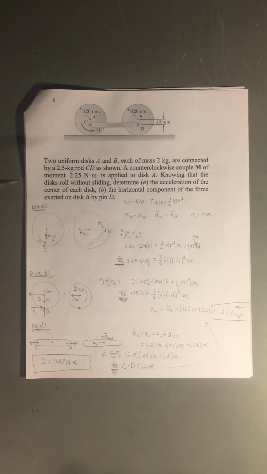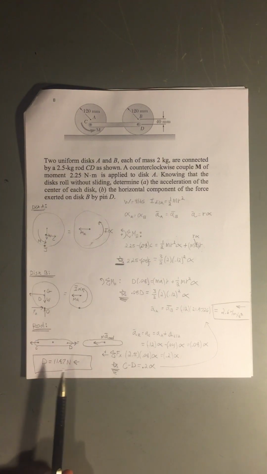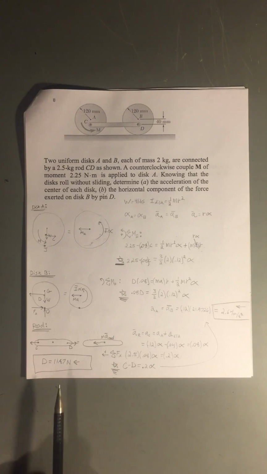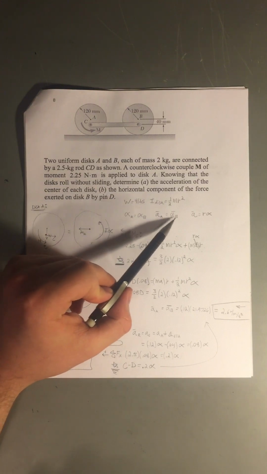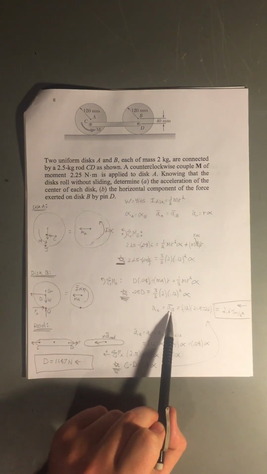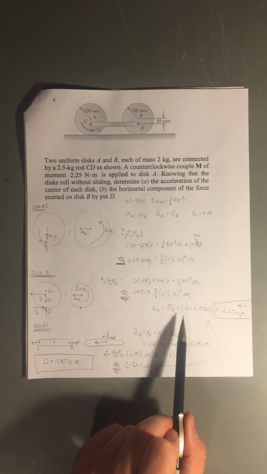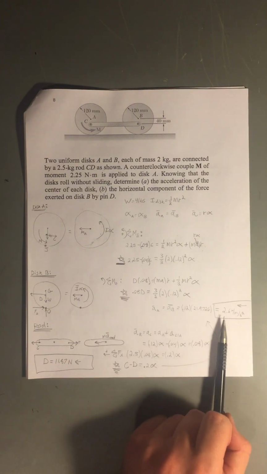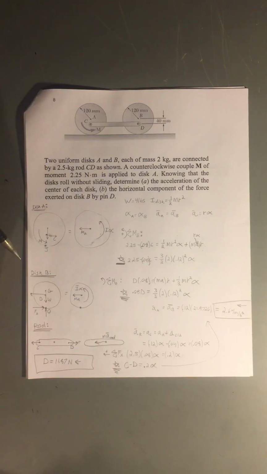And the one that the question is asking us for is D. Solving these 3 equations, we can find that D has to equal 11.87 newtons to the left. And then from there, the acceleration of the center of each disk, like I stated up above, we know that those are the same. So if we solve for the acceleration of disk B, that will be the same as A. Plugging in everything we've been able to solve for up to this point to get the acceleration of B gives us 2.64 meters per second squared, and that has to be to the left.